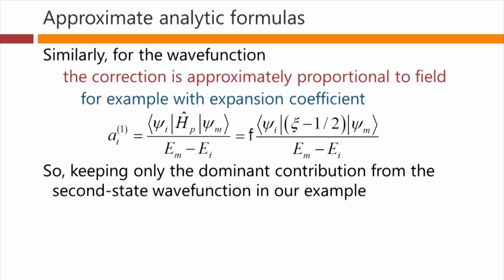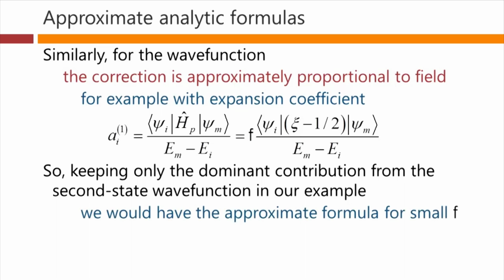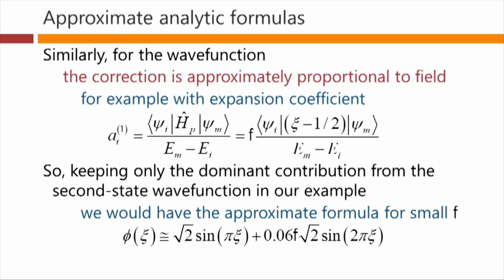So keeping only the dominant contribution that was from our second state wave function in our example, we would have an approximate formula valid for small f for the wave function, and here it is. It would be the unperturbed wave function plus a number which turns out to be 0.06 when calculating this all up here, times f times the second order wave function.